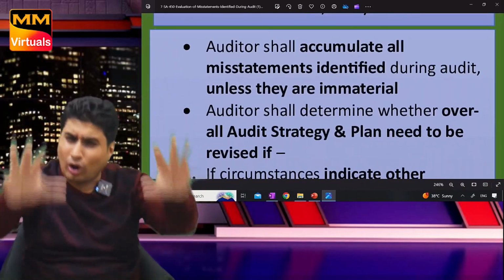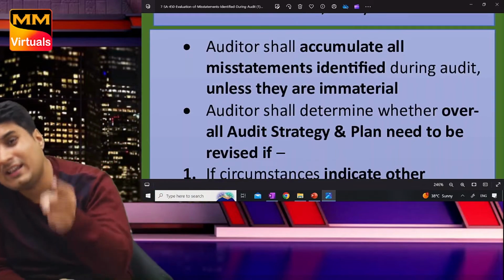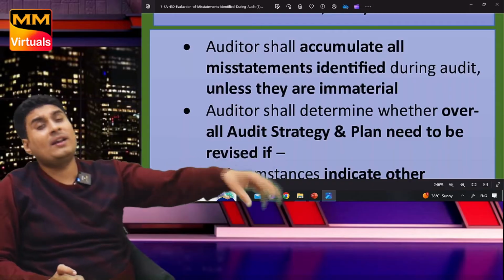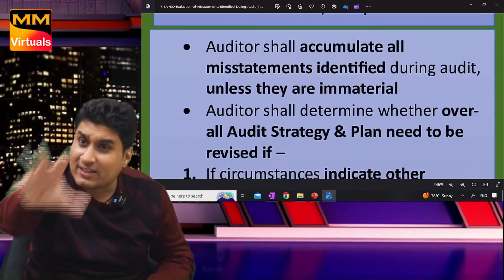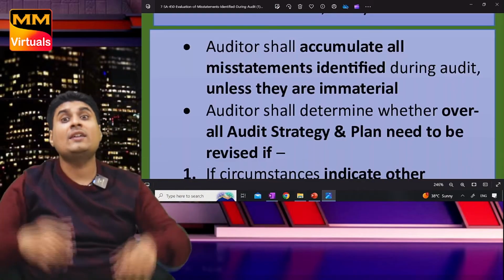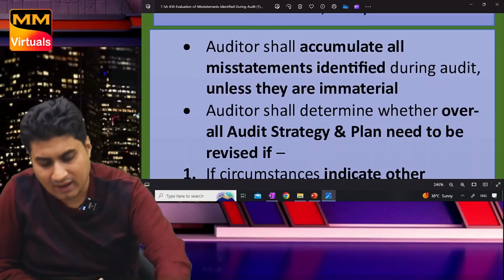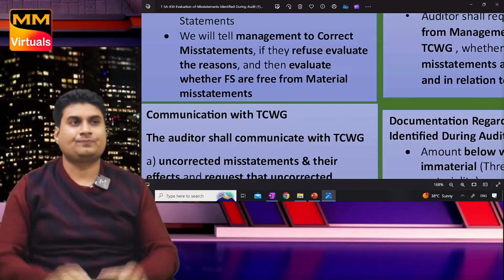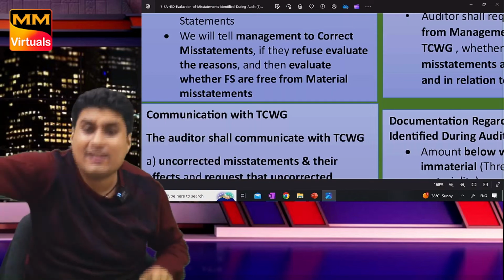Auditor will accumulate all misstatements identified during audit. Auditor may also change audit strategy and audit plan in two situations. When they believe there could be more misstatement, or total of all the misstatement could be material. Whenever such thing is there, we will tell management to identify. Management, please identify more misstatements, so we can know the actual amount of misstatement and we can correct the same. Okay, tell management to correct. If they correct, very good. What if they don't correct? See the effect, whether financial statements are free from material misstatement.